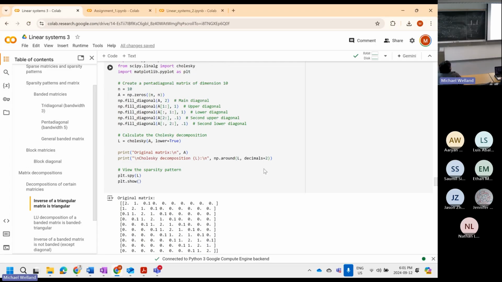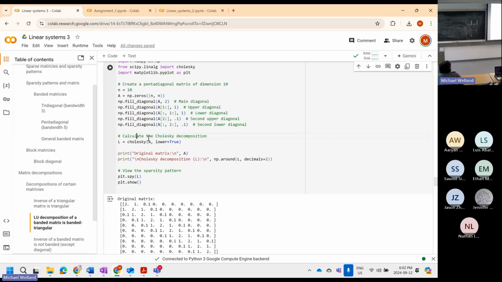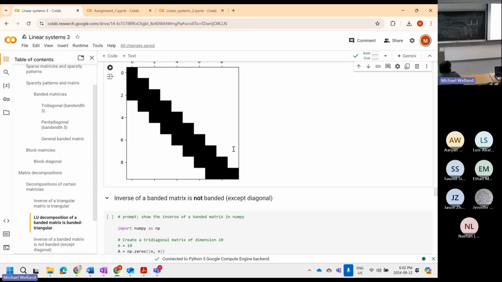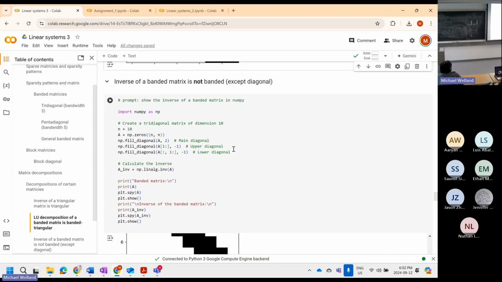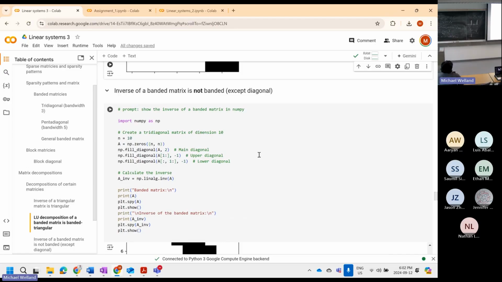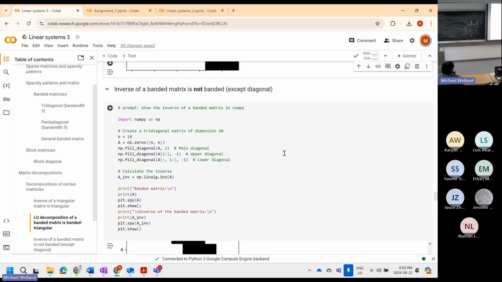This is how the Cholesky algorithm works, by the way. You can just run it, or you can look up how it works. Okay, here it is. The inverse of a banded matrix is not banded, with one notable exception being the diagonal band. If you only have the diagonal, then you maintain the banding.